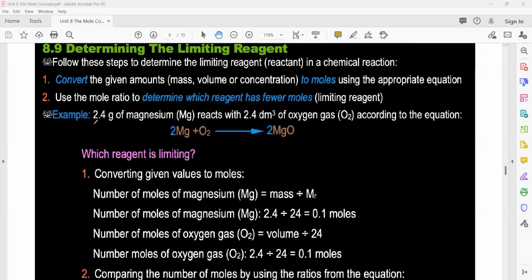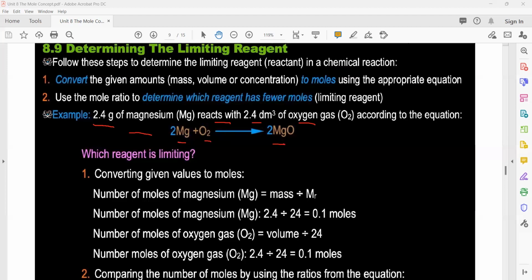For example, now see the question. 2.4 gram of magnesium reacts with 2.4 cubic decimeter of oxygen according to the equation. So you see here, this is magnesium reacting with oxygen. Got it?